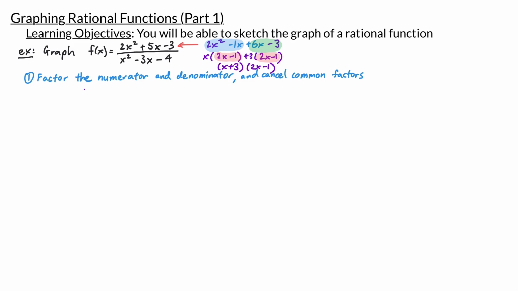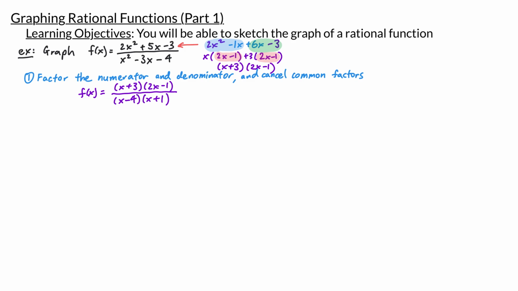So our rational function is f of x equals, in the numerator, x plus 3 times 2x minus 1. And then for the denominator, if we want to factor that quadratic here, we need two numbers that multiply to negative 4 and add up to negative 3. Those two numbers are negative 4 and positive 1. So the denominator factors as x minus 4 times x plus 1. We notice here that there are no common factors, so there's nothing to cancel out.